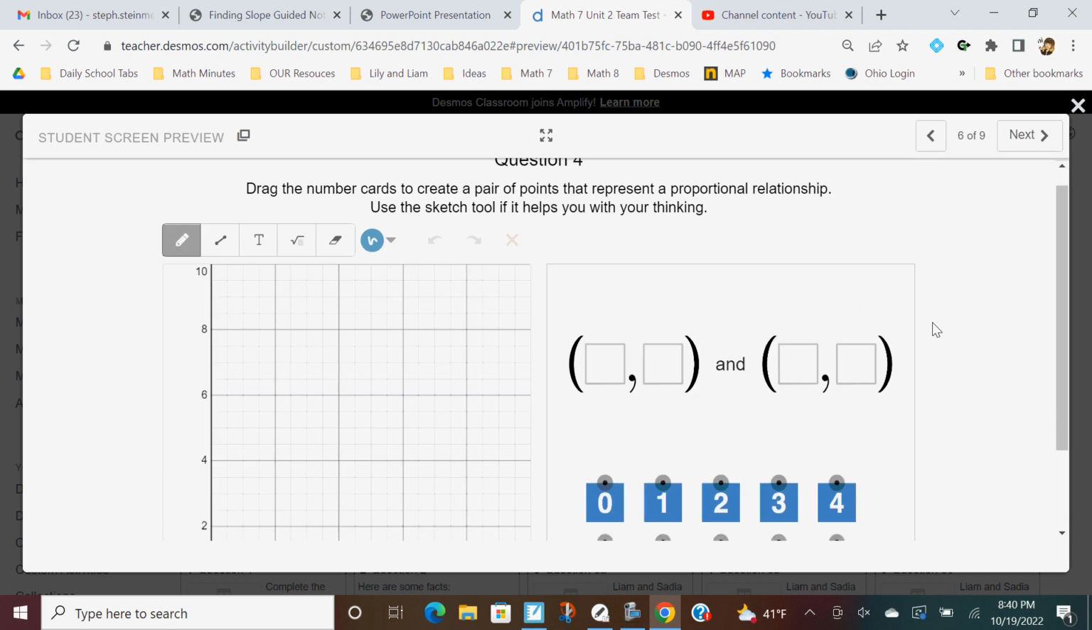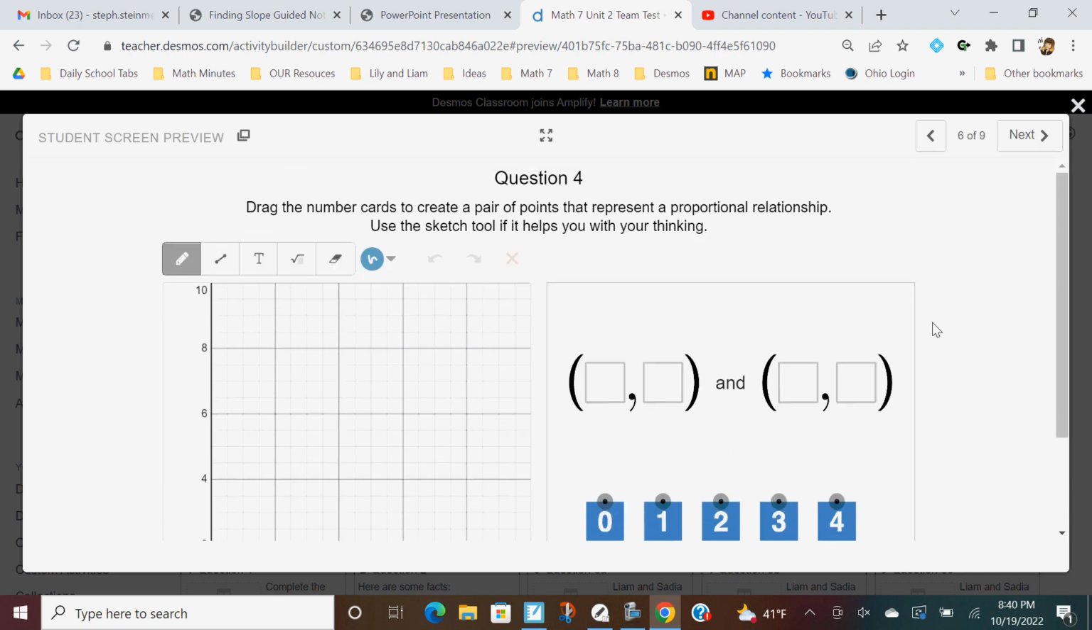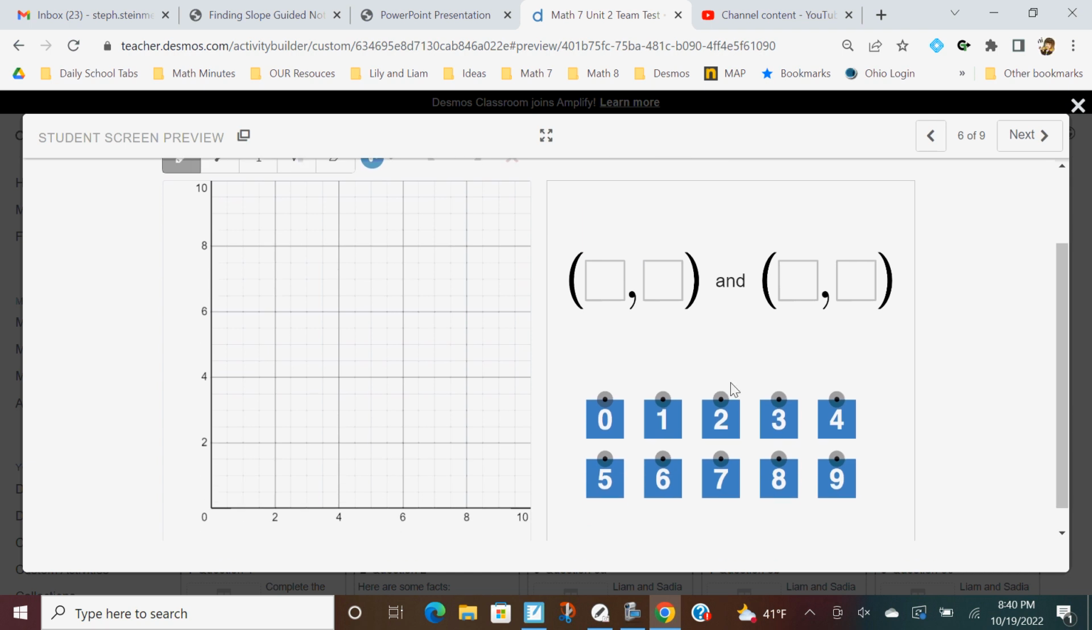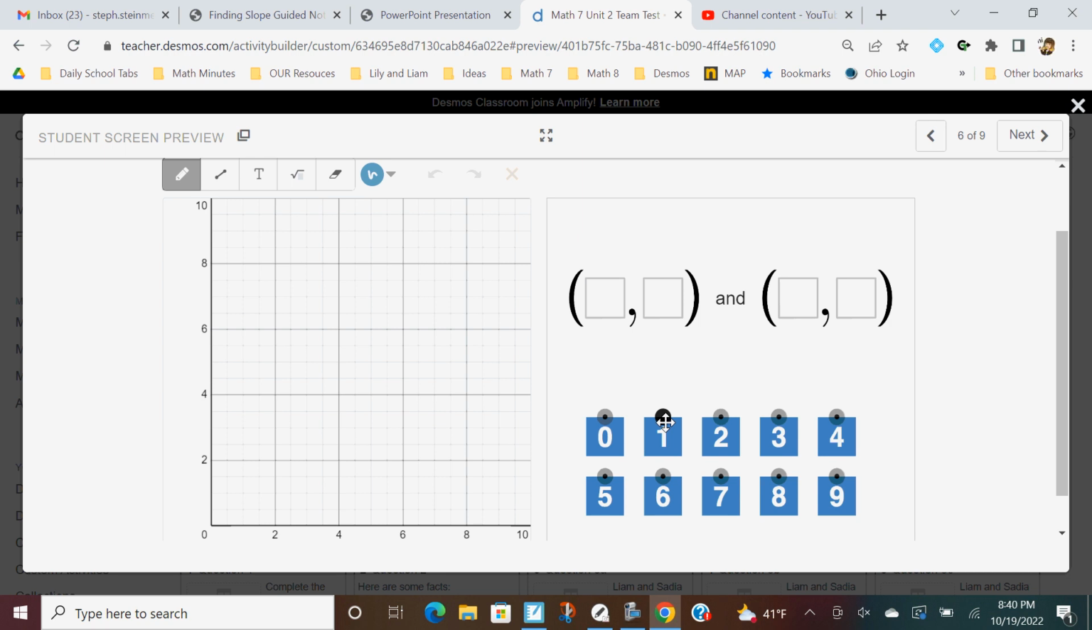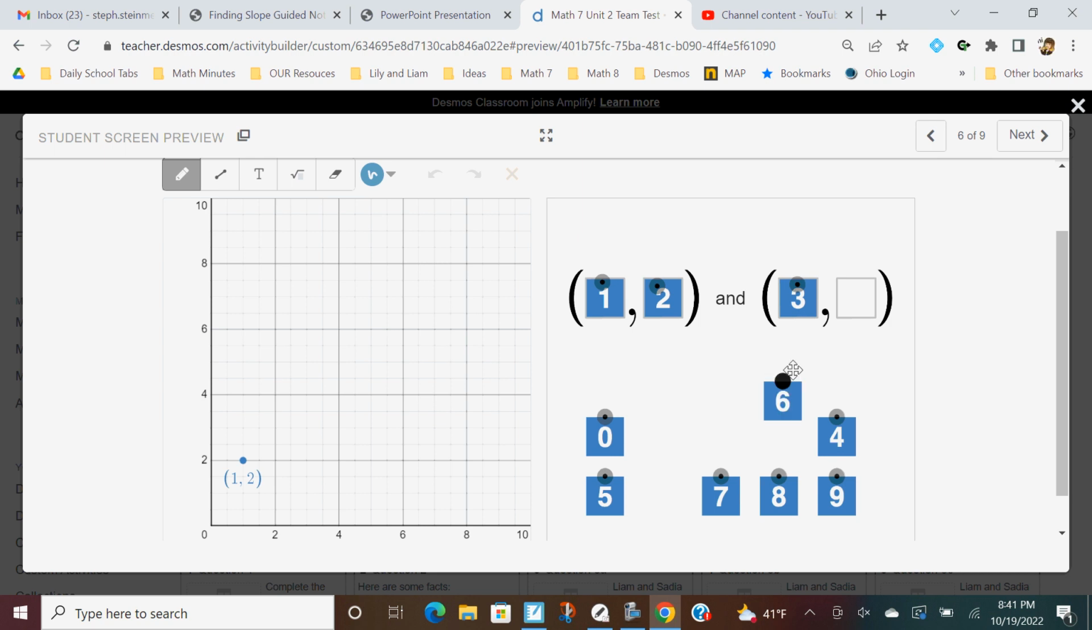All right, so drag the number cards to create a pair of points that represent a proportional relationship. Can't have 0 in it because I don't have a second 0. So you can do any points you want. So I started with 1 and 2, and then I made my constant of proportionality 3. 1 times 3 is 3. 2 times 3 is 6. And if I were to look at this and go in a straight line, this isn't the only answer. It creates a straight line that goes through 0, 0.